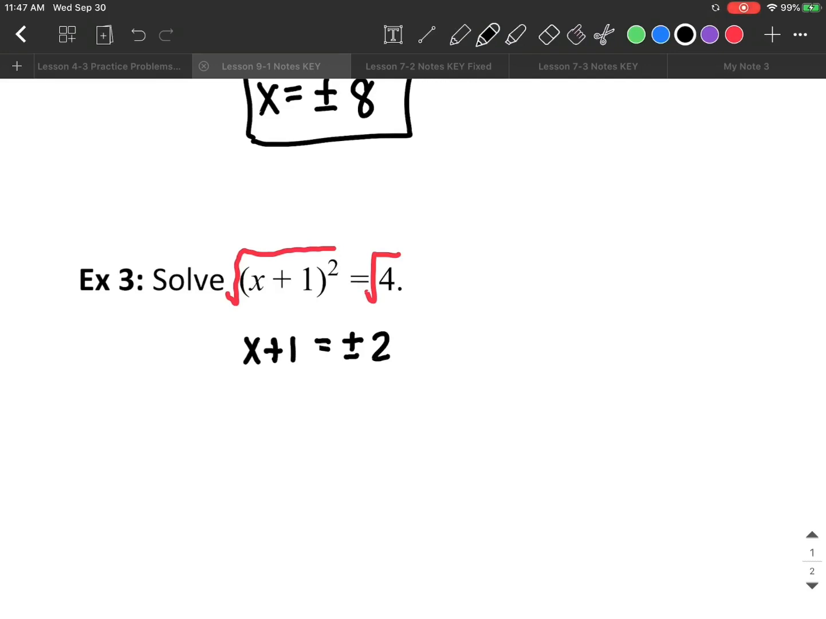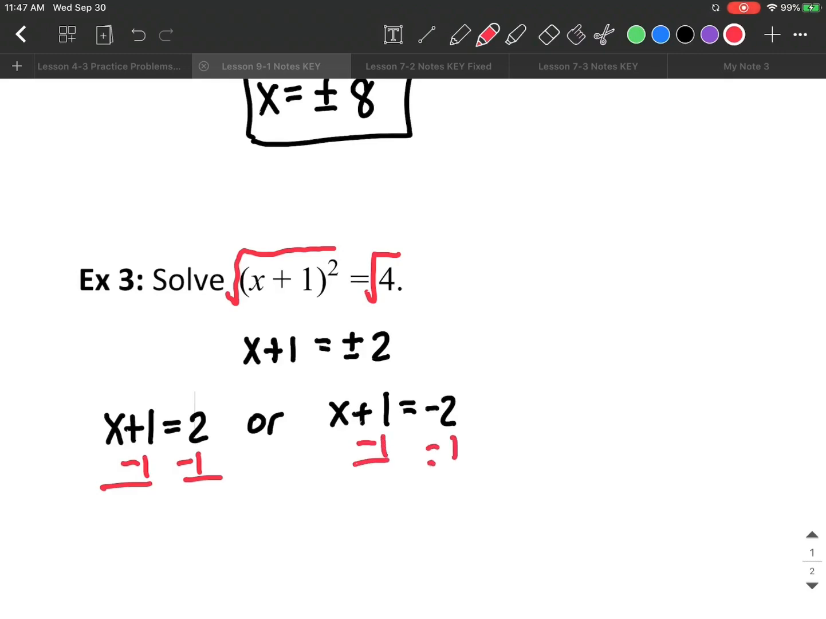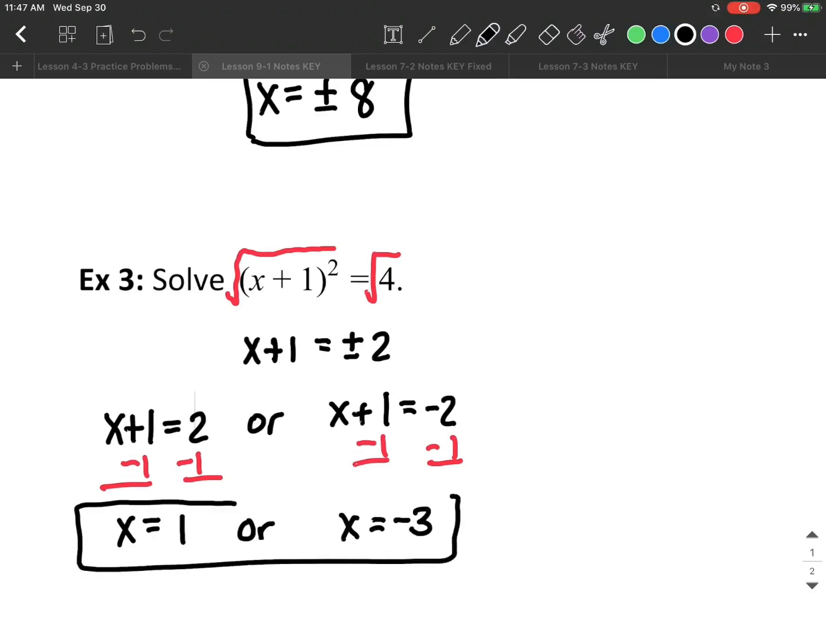One of the equations is x plus 1 is equal to positive 2. Or my other option is that x plus 1 is equal to negative 2. And then I solve those two for x. So I'm going to subtract 1 on both sides from both of these equations. And that's going to give me x is equal to 1 or x is equal to negative 3. And that's my answer for that problem.